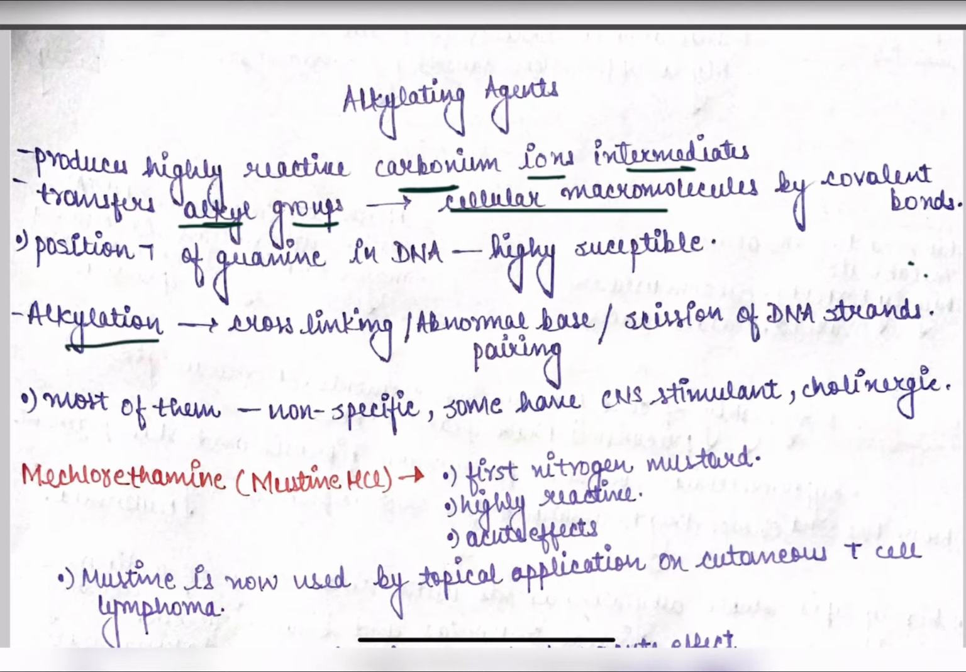So what will the alkylating agent do? If there is binding of this, the normal guanine and thymine pairing will be affected and abnormal DNA will be produced. So alkylation causes cross-linking, abnormal base pairing, and scission of DNA strands, okay? And most of them are cytotoxic and non-cell-cycle-specific drugs. And what does that mean? They will affect both dividing and non-dividing cells, and they have CNS stimulant and cholinergic properties as well.